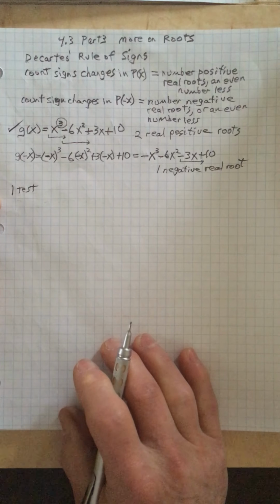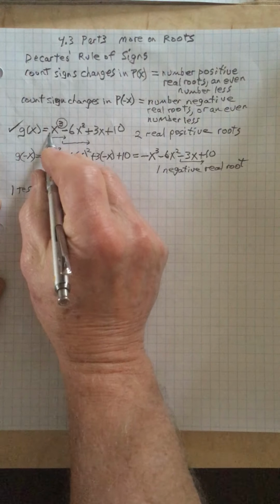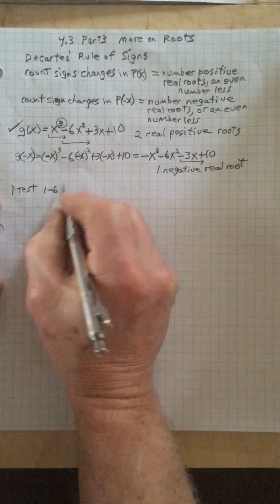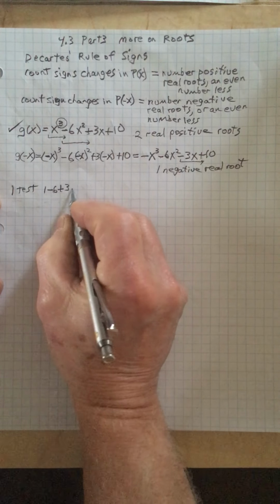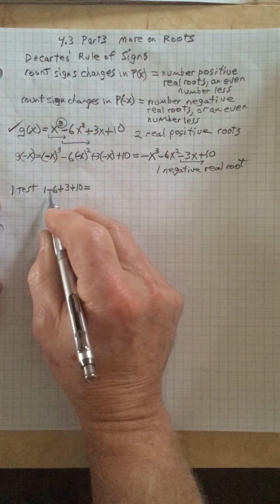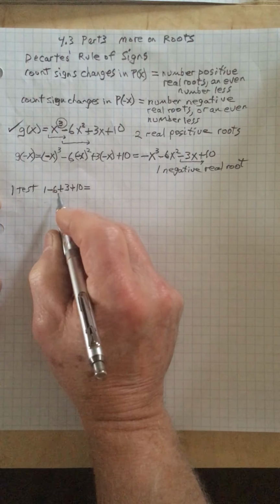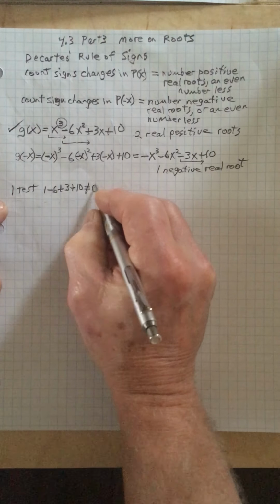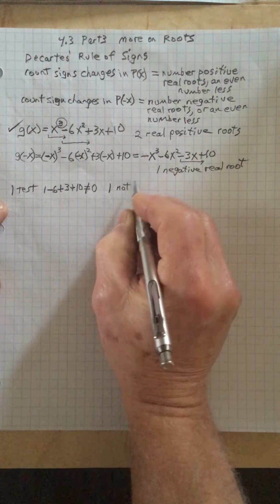If you remember the 1 test, we just add up the coefficients. So what do we have here? 1 plus a minus 6 plus 3 plus 10. Okay, that does not equal 0. What do we have here? 9, 10 minus 6 is 4. Since that does not equal 0, 1 is not a root, so we can't get that.